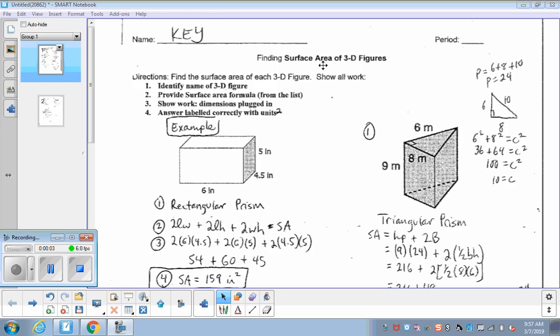So in this video, I'm going to review how to find the surface area of certain 3D shapes. And my goal for the video is to help you learn how to read the shapes so that you know which dimensions you're actually going to be plugging into the formula.